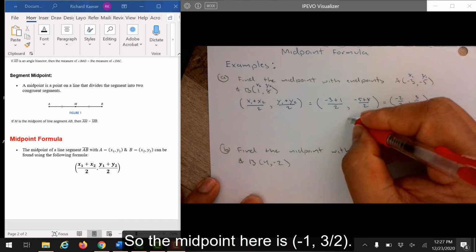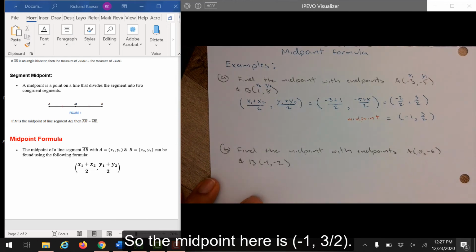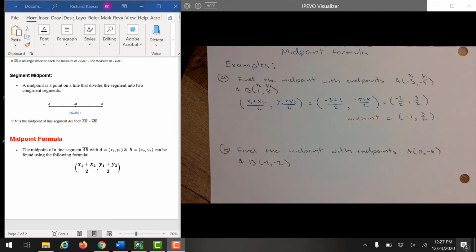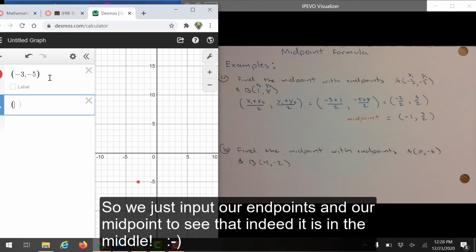So the midpoint here is -1, 3/2. A cool way to check this is by looking on a graphing calculator to verify this. I like Desmos.com. It's cool and free. So we just input our endpoints and our midpoint to see that indeed it is in the middle.